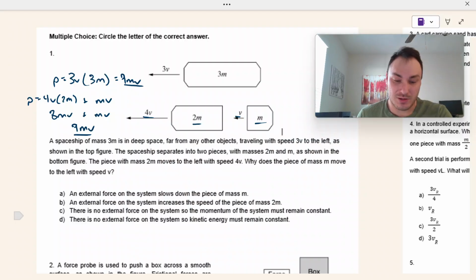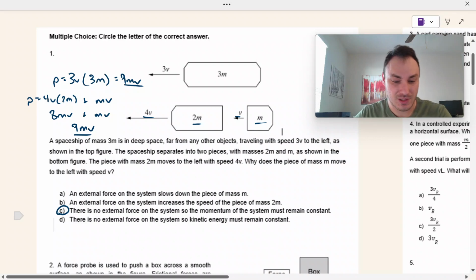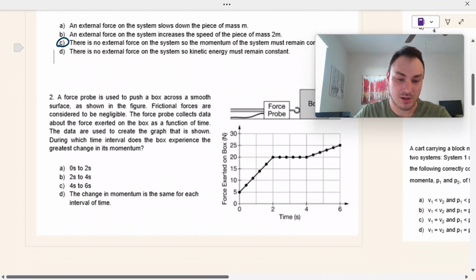So momentum being conserved means there's no external force on the system, so momentum must remain constant. No external forces does not mean kinetic energy needs to remain constant. It just means momentum needs to remain constant.